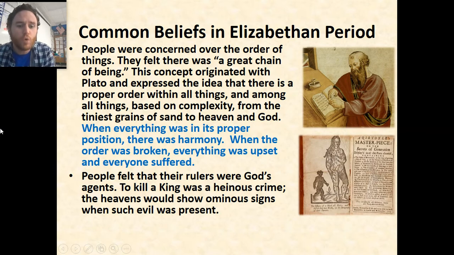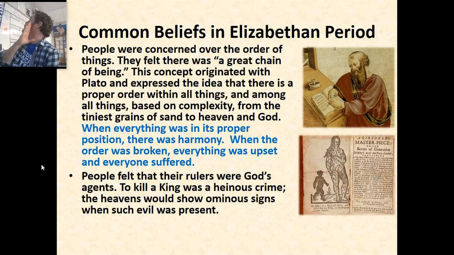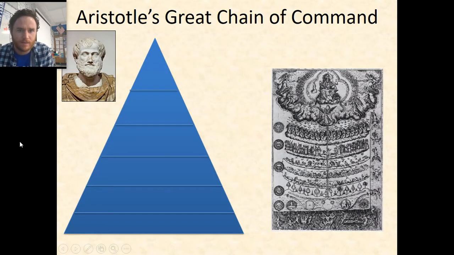People felt that their rulers were God's agents, whether they're angels, whether they're kings or queens, divine right, or whether it's the rulers that have taken order, whether they're priests or ministers from the gods above. To kill a king was a heinous crime, and at the beginning of Hamlet, the king is dead. Long live the king! To kill a king was heinous, sacrilegious almost, and the heavens would show ominous signs when such evil was present. So, Aristotle's great chain of command we review there.